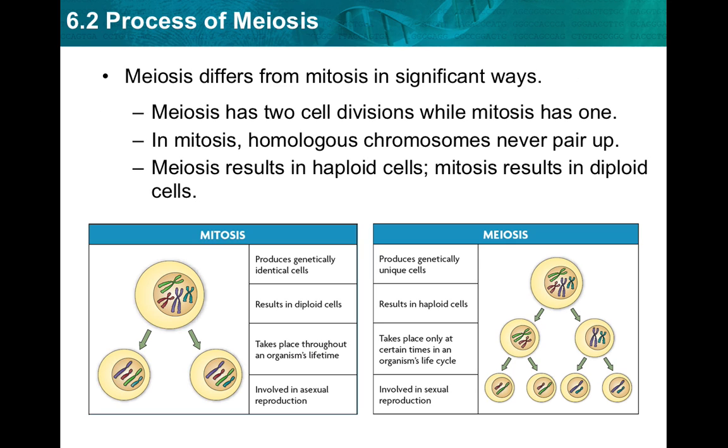Meiosis differs from mitosis in significant ways. Meiosis has two divisions, while mitosis has one division. In meiosis, homologous chromosomes pair at the cellular equator, while in mitosis, homologous chromosomes never pair. Meiosis results in haploid cells, and mitosis results in diploid cells.